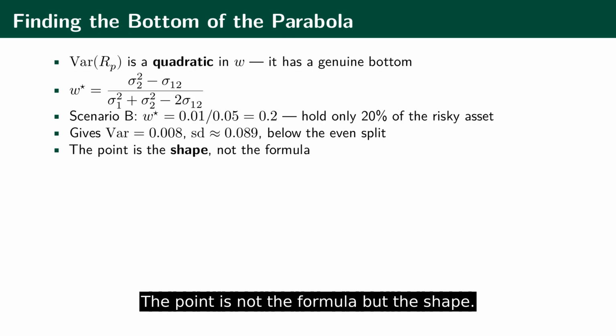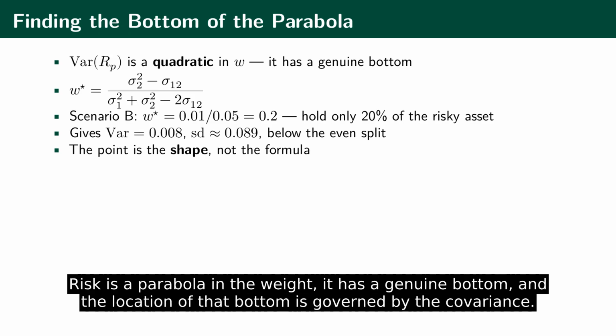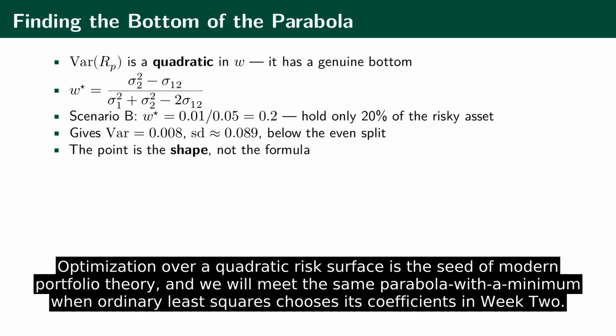The point is not the formula, but the shape. Risk is a parabola in the weight. It has a genuine bottom, and the location of that bottom is governed by the covariance. Optimization over a quadratic risk surface is the seed of modern portfolio theory, and we will meet the same parabola with a minimum when ordinary least squares chooses its coefficients in week 2.